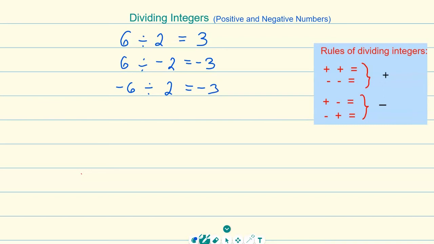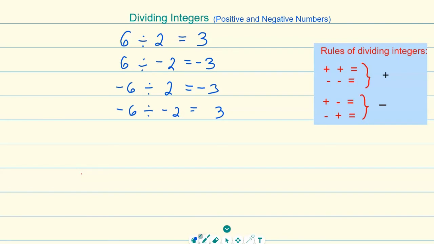So what about if you have negative 6 divided by negative 2? 6 divided by 2 is 3, and you have negative divided by negative. So you have negative, negative, they have the same sign. So your answer will have a positive sign. So you leave it at 3.